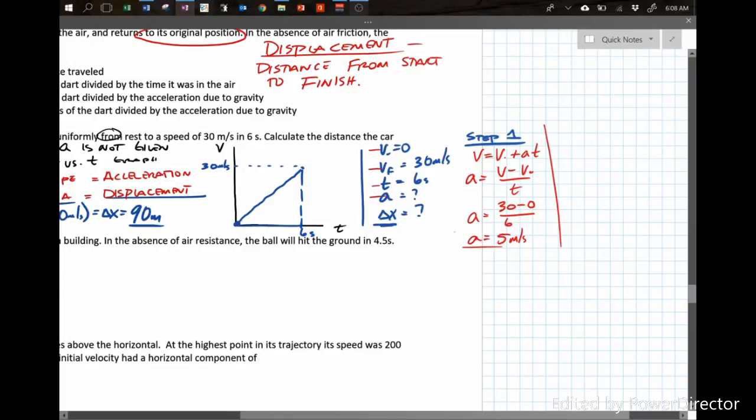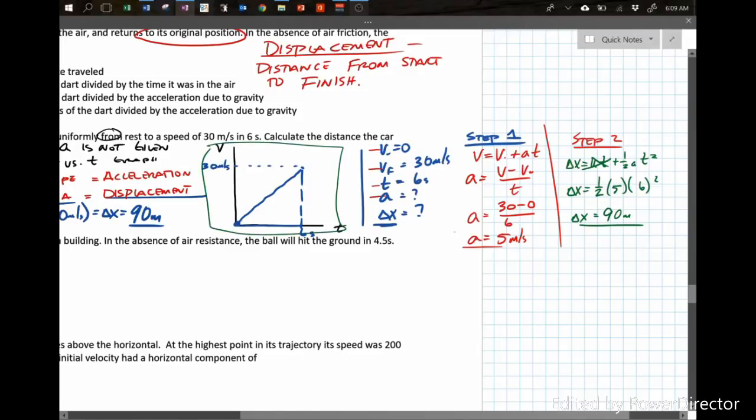So now that we know that, we can move on to step 2. Step 2 is find the displacement. Now I have everything. So displacement is v0t plus 1/2 at squared. No initial velocity, so my displacement is 1/2 times 5 times 6 squared. You can plug that into your calculator, but you get 90 meters either way. I really prefer on 2-step kinematic problems to use the graph. I think it's the best way to go.